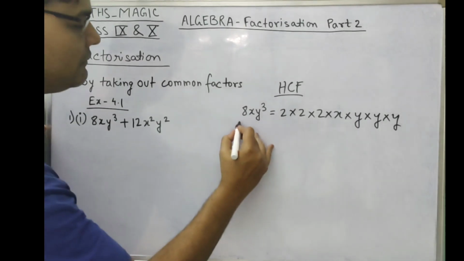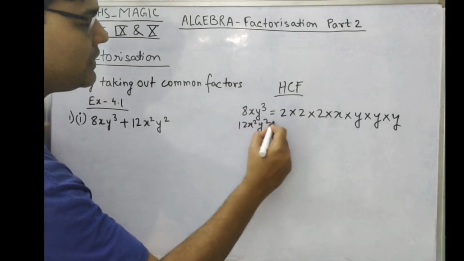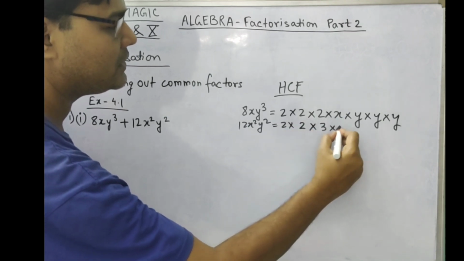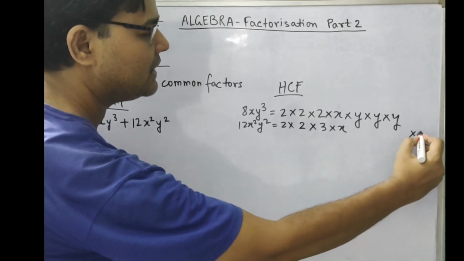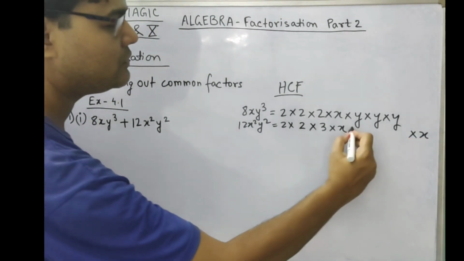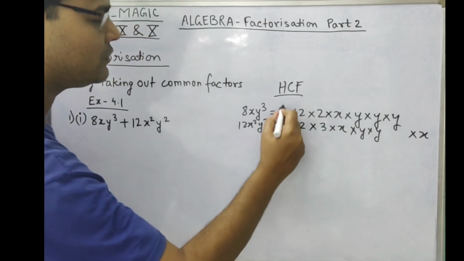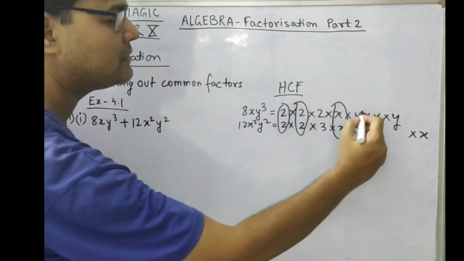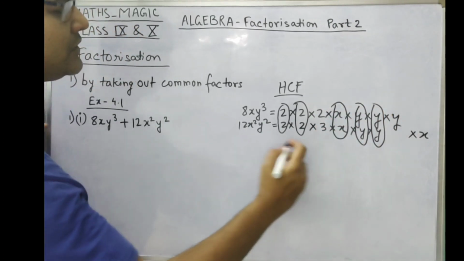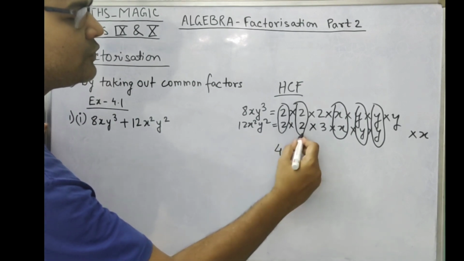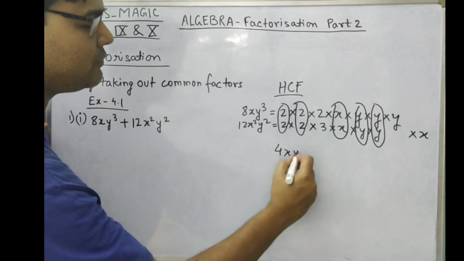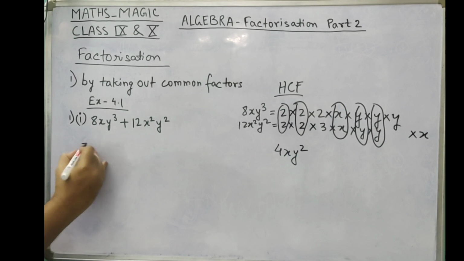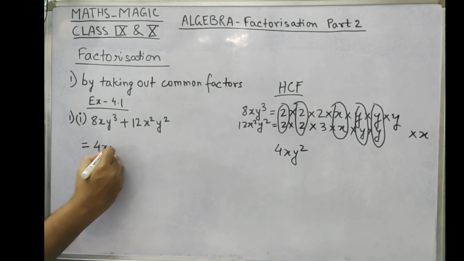Okay, now the other one, 12x square y square. So 2 into 2 into 3 makes 12, into x, there is another x, I'll take it out here, then y into y. So what do we have? These are the commons, right? 4xy square is basically common between these two. So my sum becomes very easy, 4xy square.